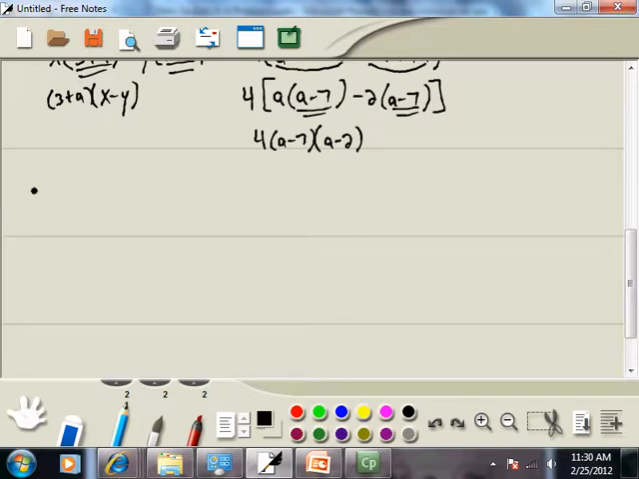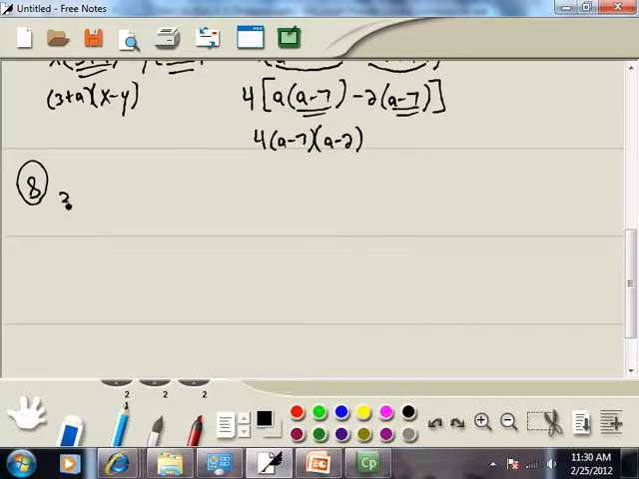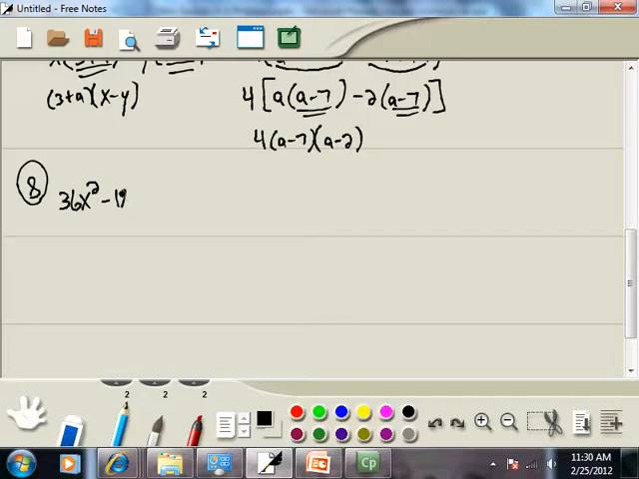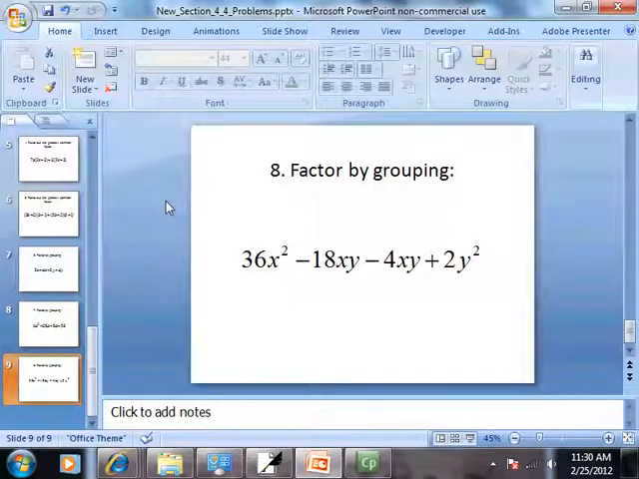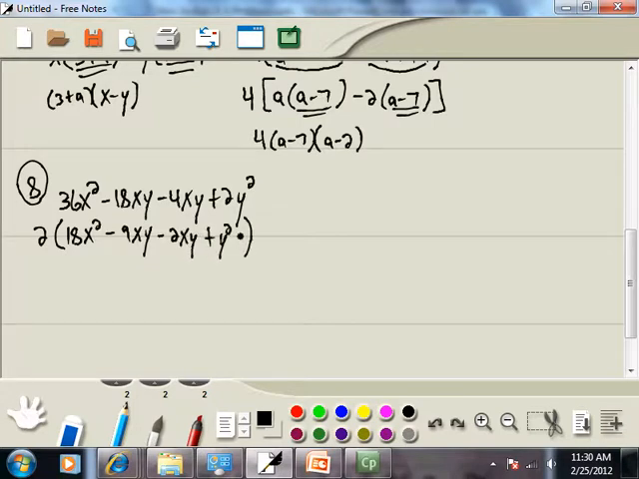Last problem. Let's see, we got 36x squared minus 18xy minus 4xy plus 2y squared. As I'm writing this down, I notice that they're all divisible by 2, so I can factor a 2 out, my GCF, and that gives us 18x squared minus 9xy minus 2xy plus y squared.